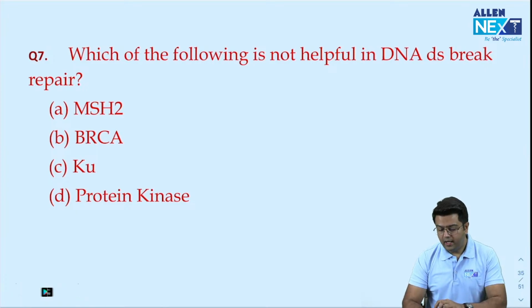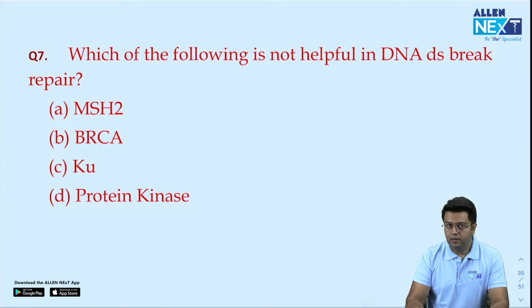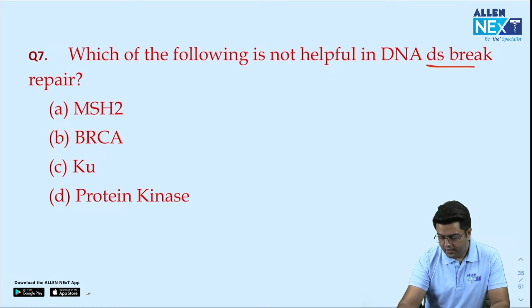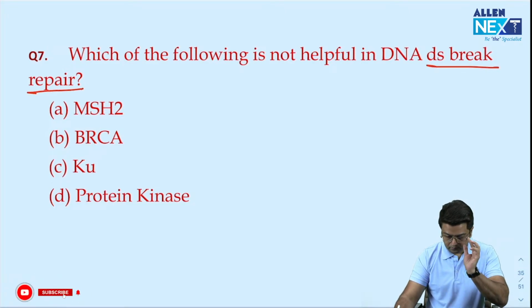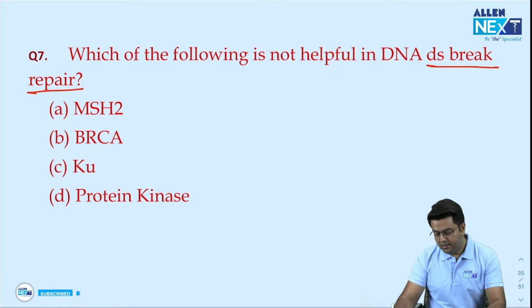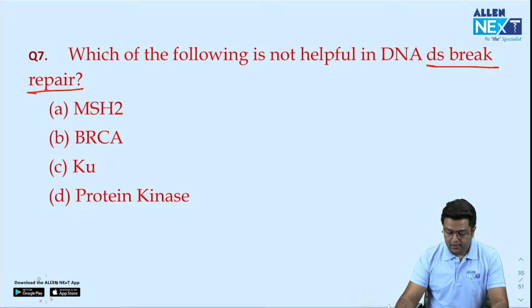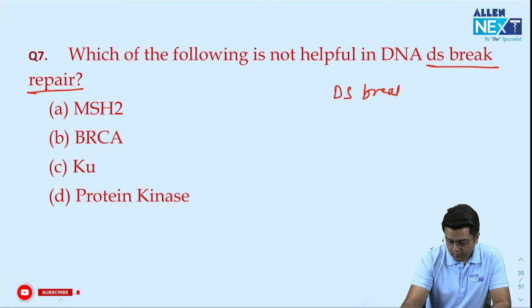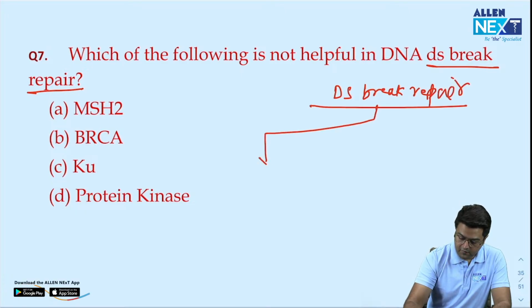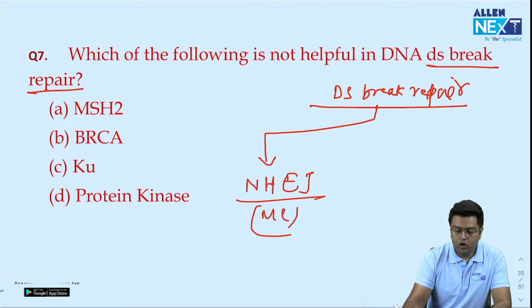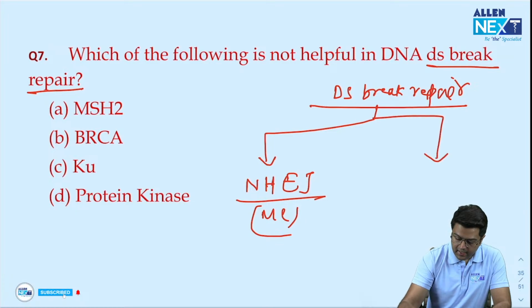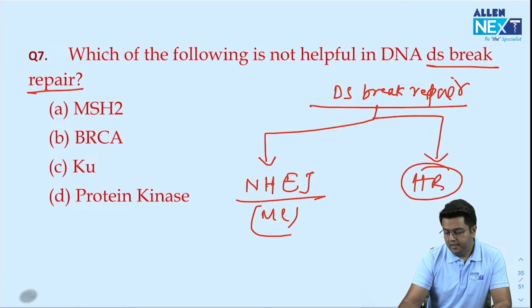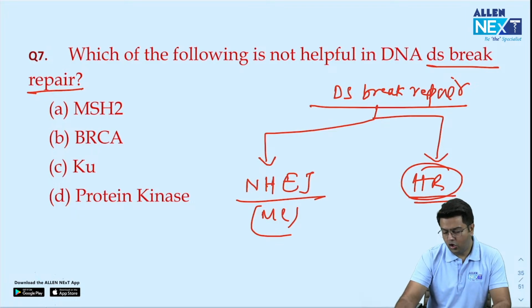Which of the following is not helpful in the double strand DNA break repair? See guys, double stranded DNA break repair. Fine. This needs various proteins. First of all, double stranded DNA break repair happens through two pathways. The first pathway, which is most common, is called non-homologous end joining. This is most common and prevents cell death. And the second is homologous repair, and this is less common. Why is it less common?